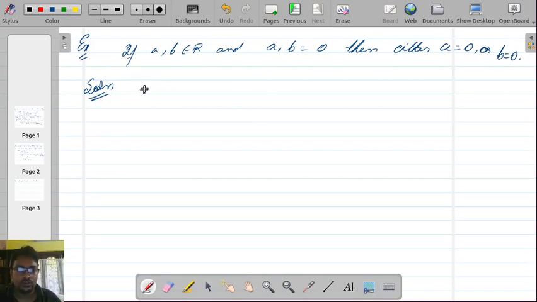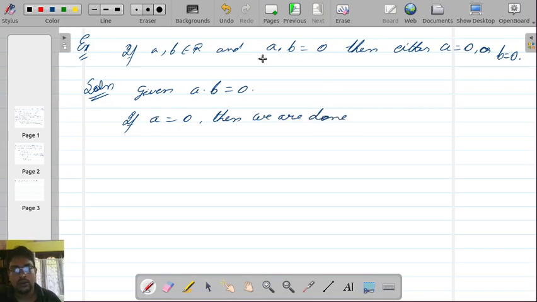So what do you have? This is given to us: a dot b equal to 0. If a is 0, then what happens? Then we don't have to prove anything, no? We are done, because we need to prove either a is 0 or b is 0. If initially we already get that a is 0, then we don't have to prove anything. Our statement is correct.